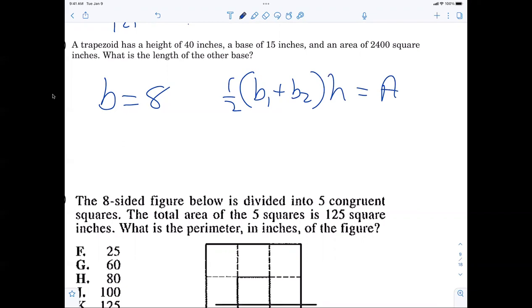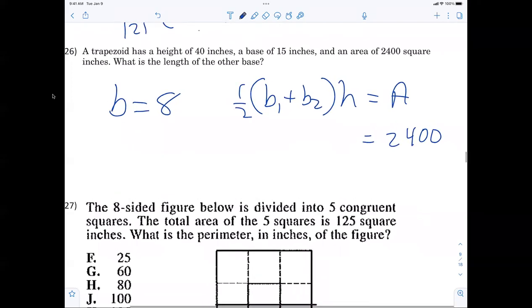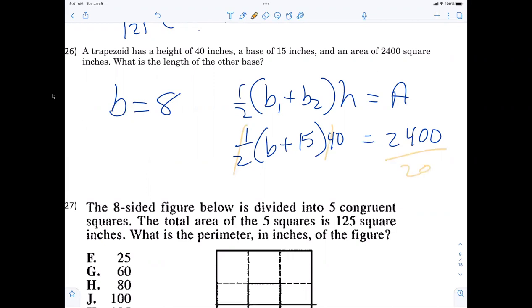Right, so I throw in the area, 2,400 equals, the height is 40, 1/2, base plus 15. What's the matter, Tanner? Come on, half of 40 is what? 20. Divide this by 20.